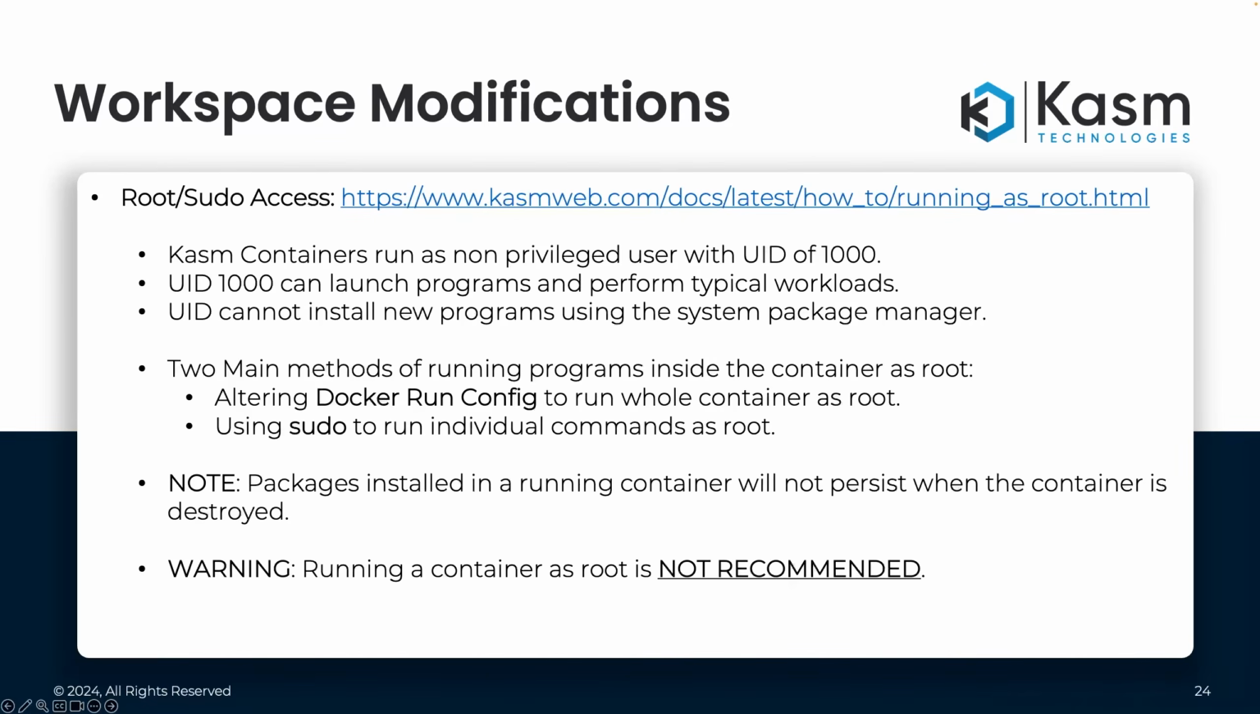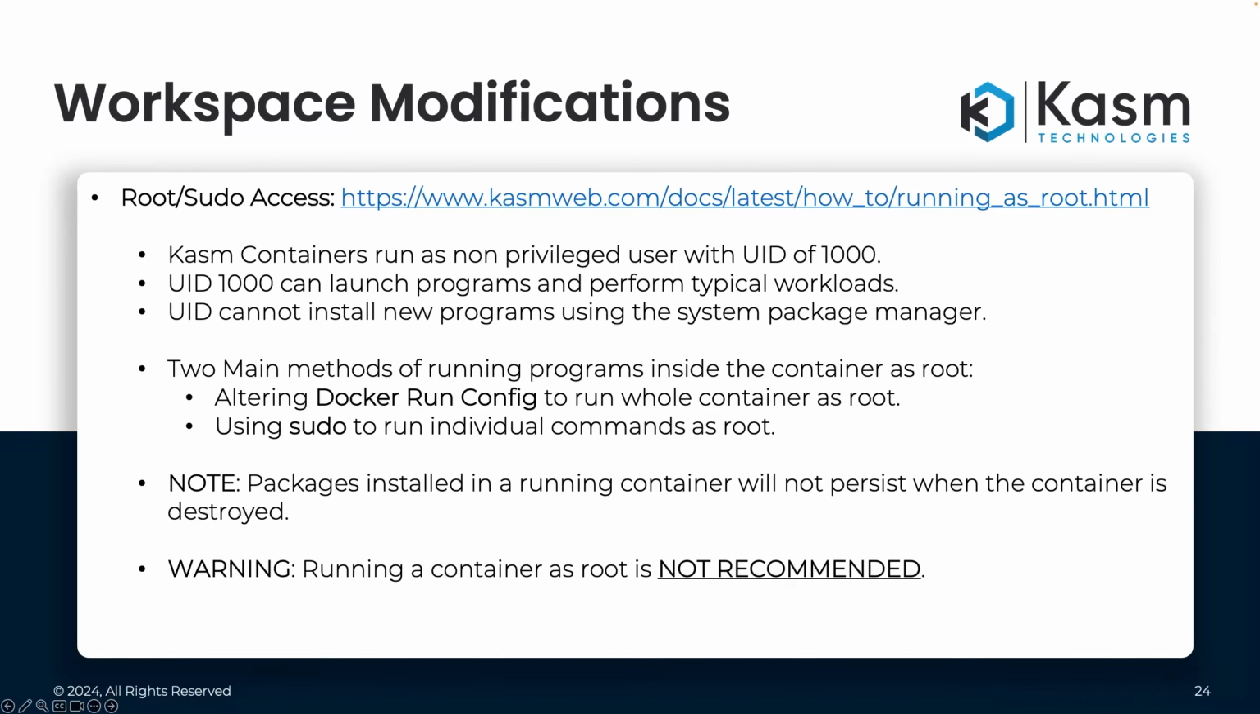Workspace modifications, allowing containers to have root or sudo access. By default, Kasm containers run as a non-privileged user with the UID of 1000. This user can launch programs and perform typical workloads, but cannot install new programs using the System Package Manager. In order to install packages, the Package Manager must be run as root. There are two main methods of running programs inside the container as root: altering the Docker run config to run the whole container as root, or using sudo to run individual commands as root.